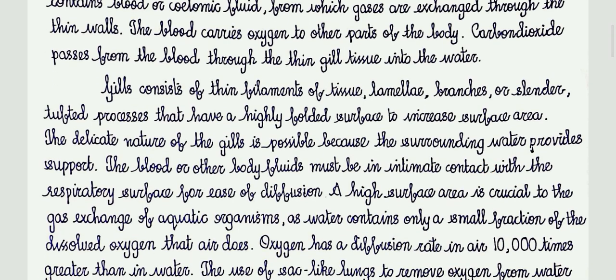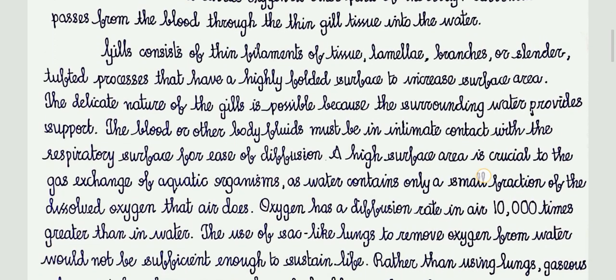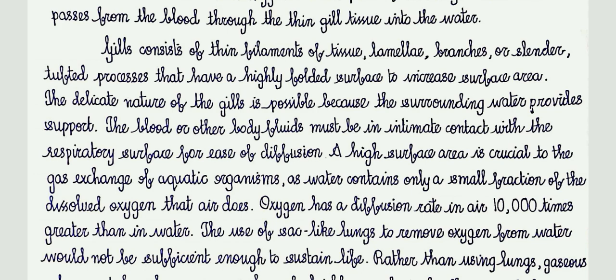Gills consist of thin filaments of tissue, lamellae, branches, or slender tufted processes that have a highly folded surface to increase surface area. The delicate nature of the gills is possible because the surrounding water provides support. The blood or other body fluids must be in intimate contact with the respiratory surface for ease of diffusion.